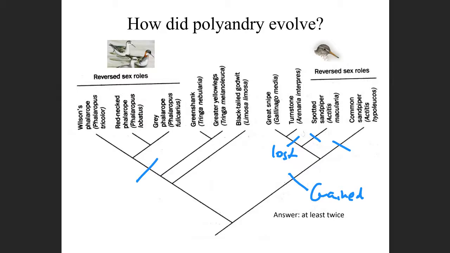Because no matter what pattern, this pattern is not consistent with reverse sex roles being super hard to be gained or lost. Because no matter what happens, it's either been gained a few times or it's been gained a couple times and lost once.